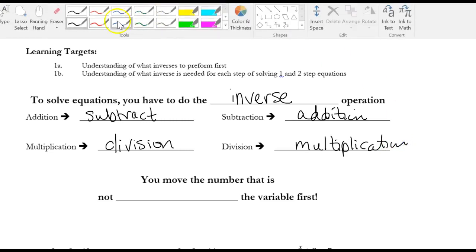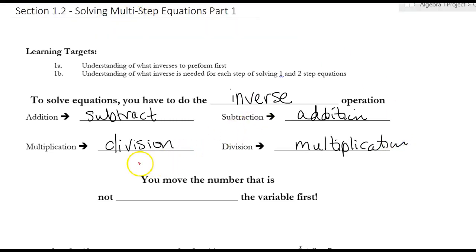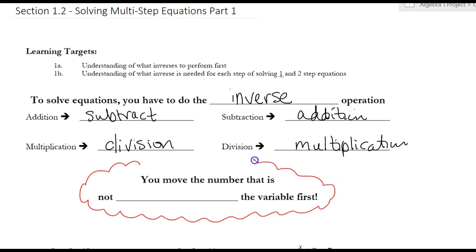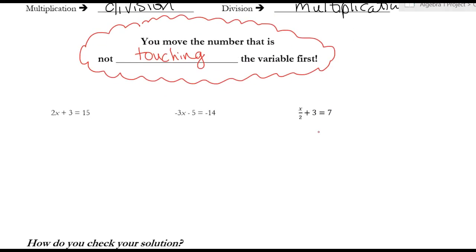Okay, so when you do these problems, this is a big thing that we have to do. There's more technical ways to say it, but this is the easiest thing to remember. You move the number that is not touching the variable first. That's going to work for 90% of the cases. The other cases we'll get to, and I'll show you what to do. So move the number that's not touching the variable.